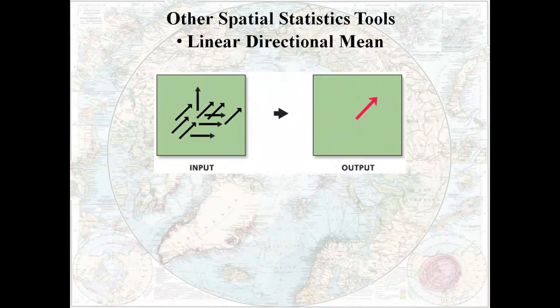Linear directional mean does exactly what you think it does. When you have a bunch of linear data, if there's a trend in the direction of those lines, it will average those out and it will give you the mean direction for those lines.